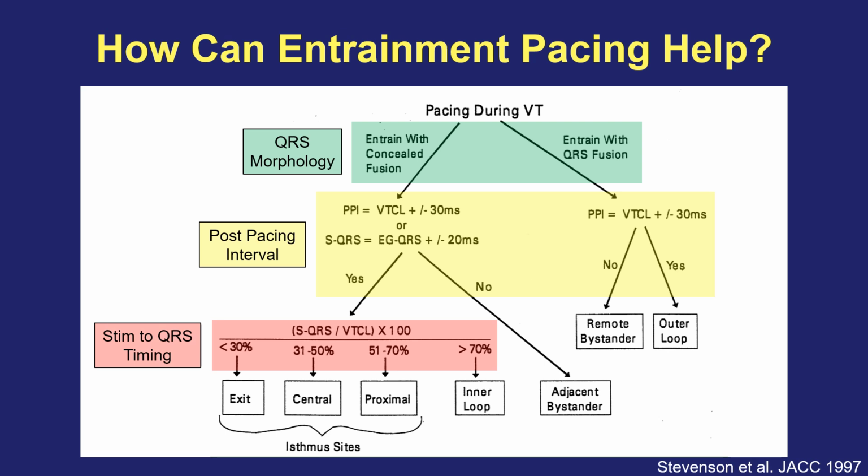And by looking at these three characteristics, you can determine all of the possible relationships with the VT circuit, from isthmus to bystander to outer loop to remote bystander. And we're going to go through all of this in this presentation.